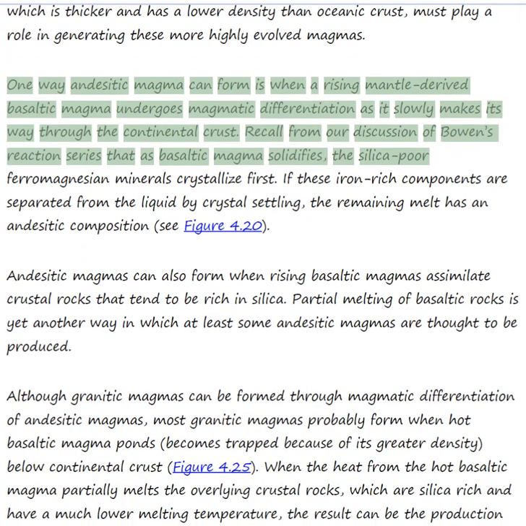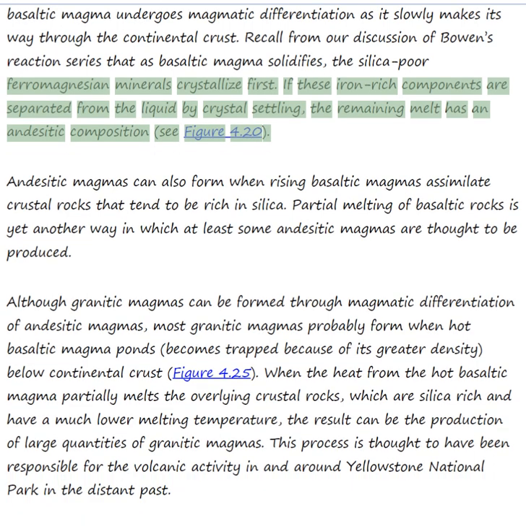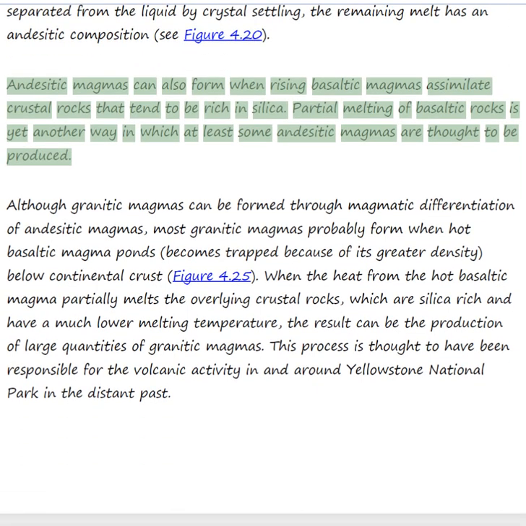One way andesitic magma can form is when a rising mantle-derived basaltic magma undergoes magmatic differentiation as it slowly makes its way through the continental crust. Recall from our discussion of Bowen's reaction series that as basaltic magma solidifies, the silica-poor, ferromagnesian minerals crystallize first. If these iron-rich components are separated from the liquid by crystal settling, the remaining melt has an andesitic composition. Andesitic magmas can also form when rising basaltic magmas assimilate crustal rocks that tend to be rich in silica. Partial melting of basaltic rocks is yet another way in which at least some andesitic magmas are thought to be produced.